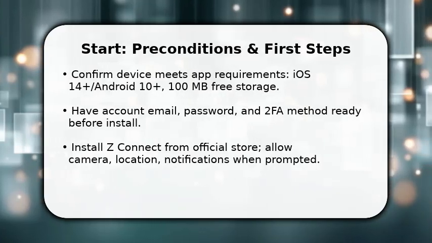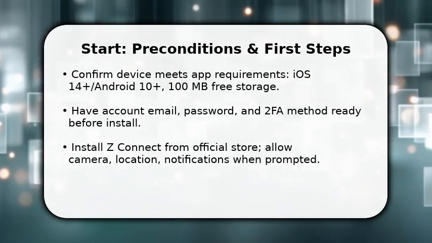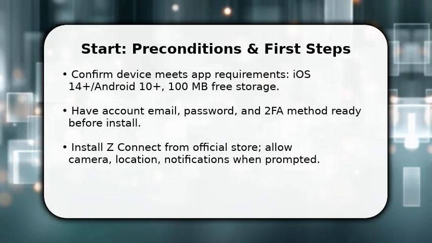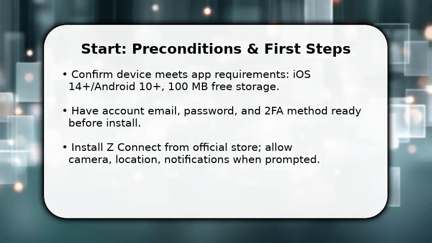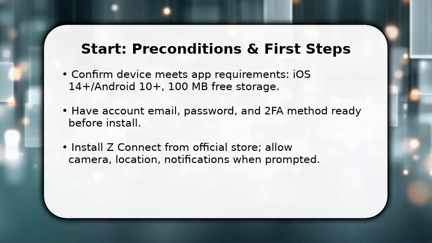You need a compatible device and account credentials. Once those are ready, install ZConnect from the official store. Open the app and sign in with your email and password. Then set up 2FA, use SMS, or an authenticator app depending on your preference.